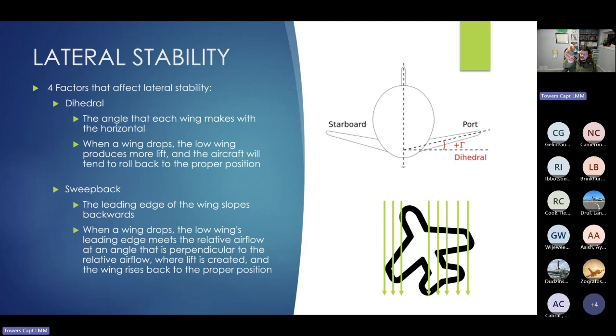has lowered, and because of the sweepback, as it moves through the air straight, there's going to be more of this low wing that's hitting the air and getting more lift and causing it to self-correct. That makes sense to everyone? Awesome.